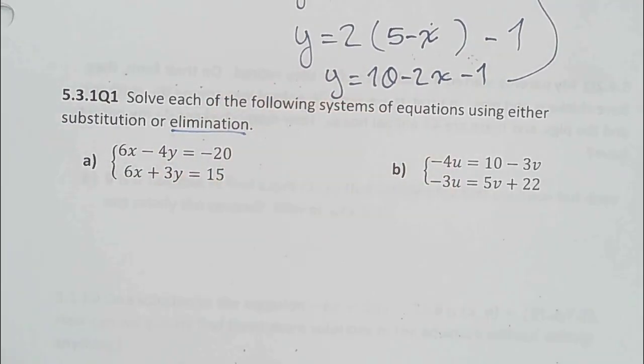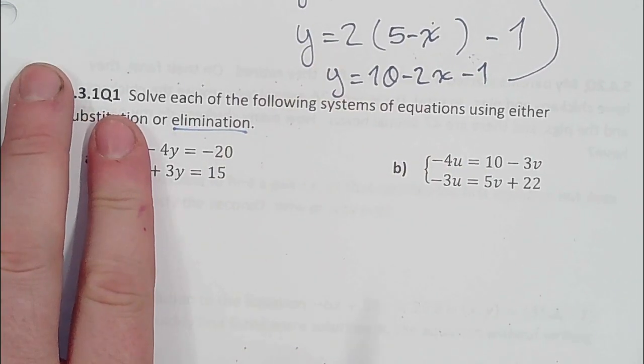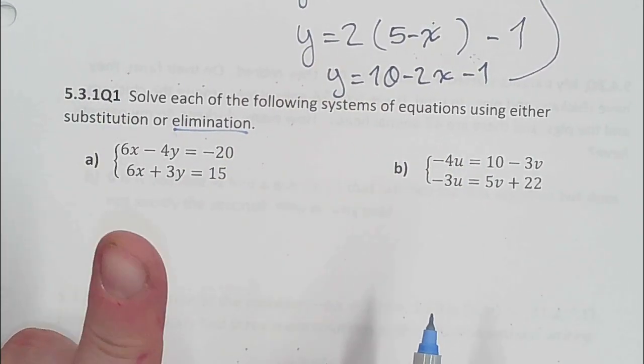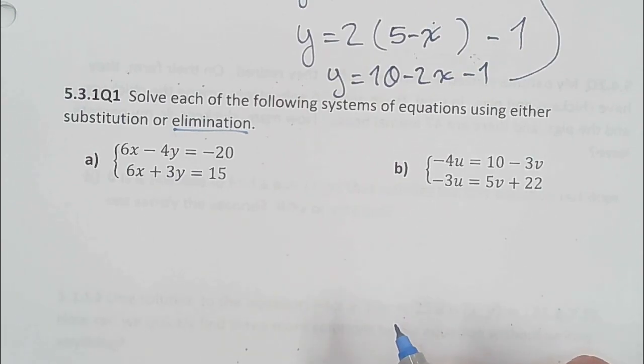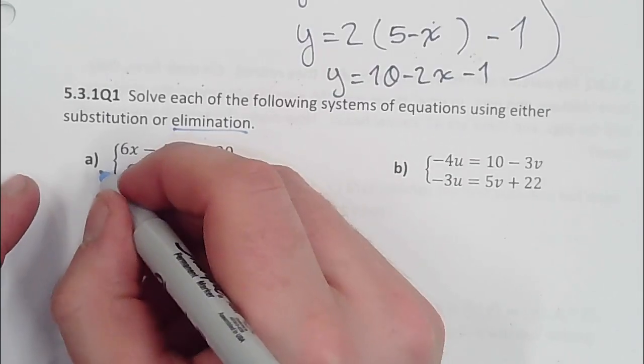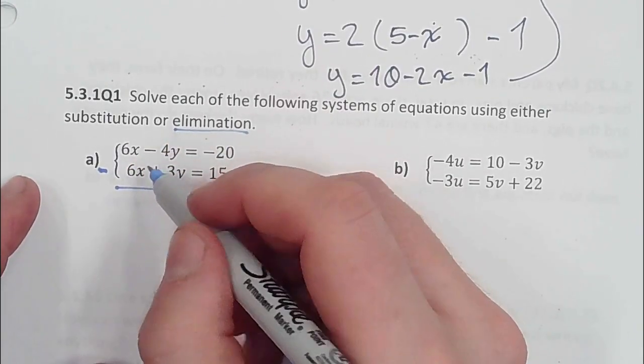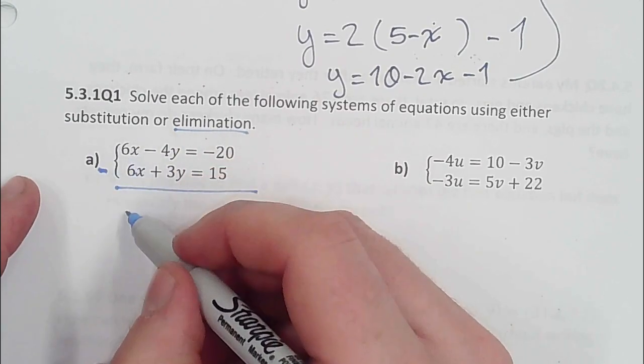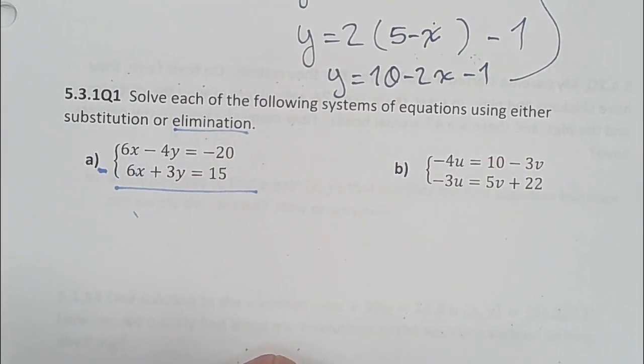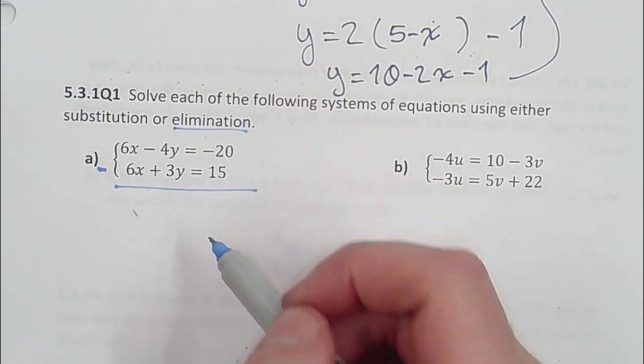Elimination is called elimination because it eliminates one of our variables. So we're going to get one equation that only has one variable in it, which is going to allow us to solve for one of those variables and then find the other. So I'll show you what I mean. Right now, if I were to subtract these 2 equations, 6x minus 6x is 0 x's. And of course, 0 x's is just 0. So it goes away. It got eliminated.